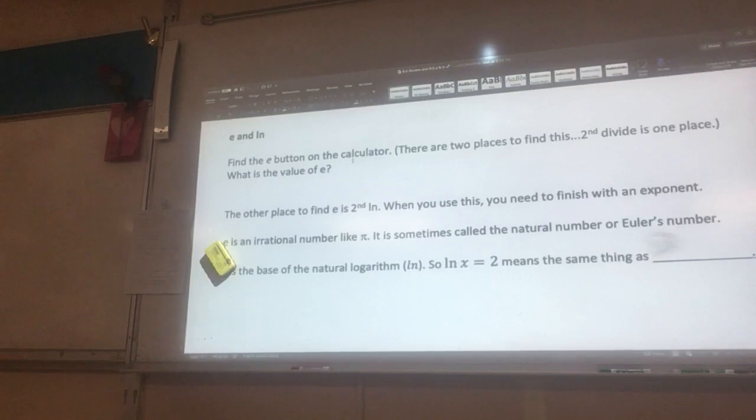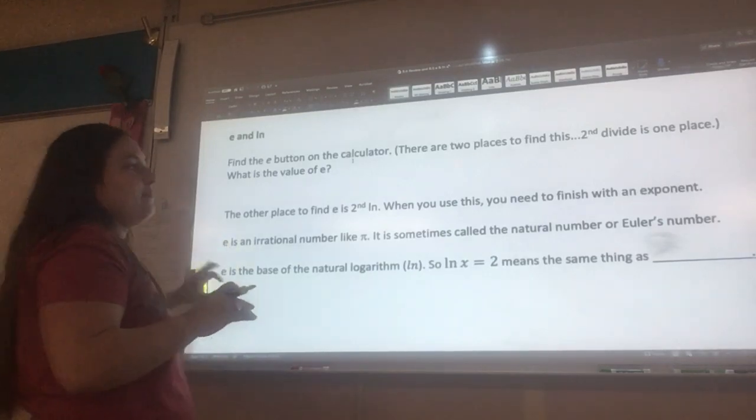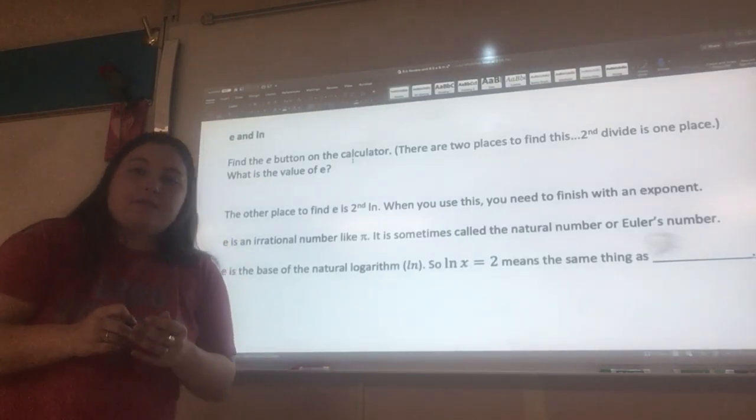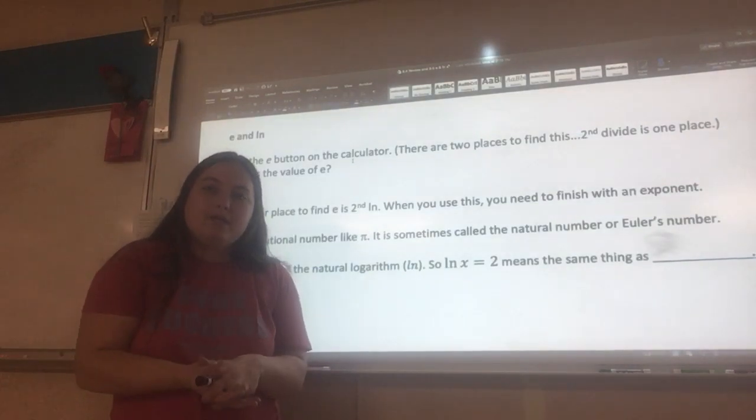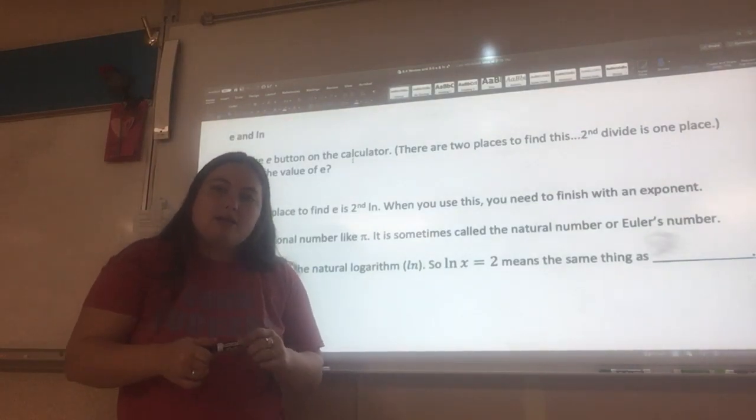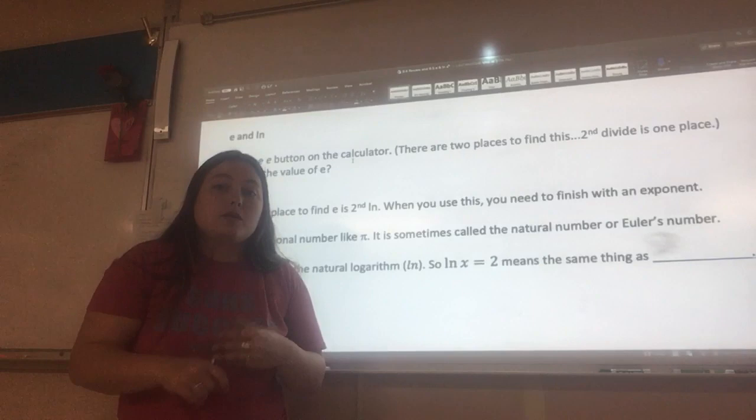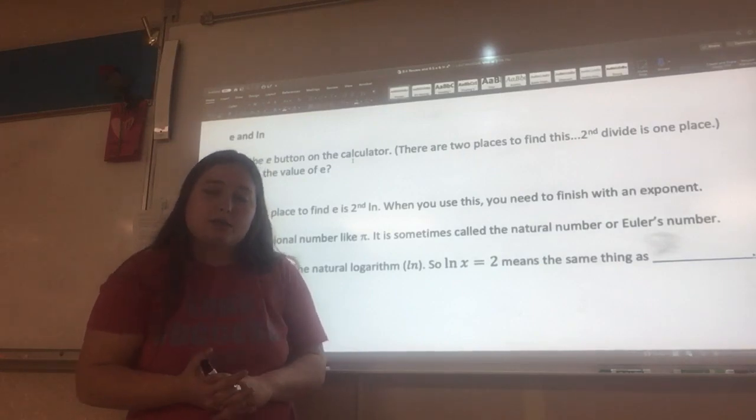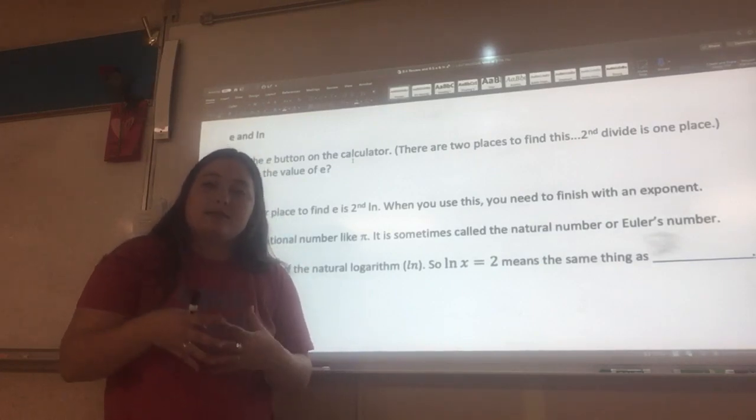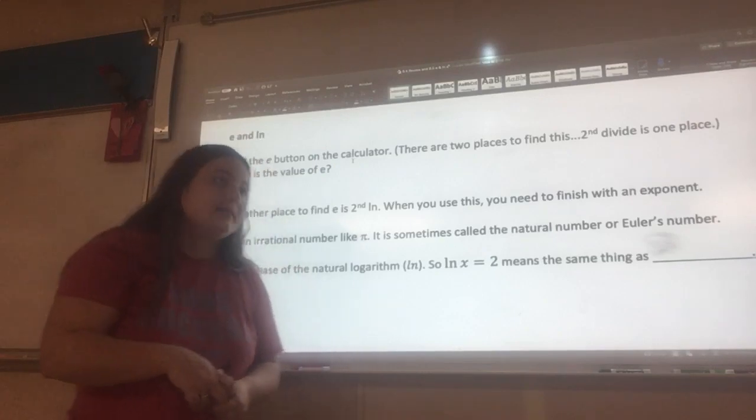So first things first, I highly suggest you have your calculator. If you do not have your calculator, there is a TI-84 app that you can download now on your iPad through self-service, especially if your calculator may be dead or potentially does die. Please download that. It is an app on your iPad.